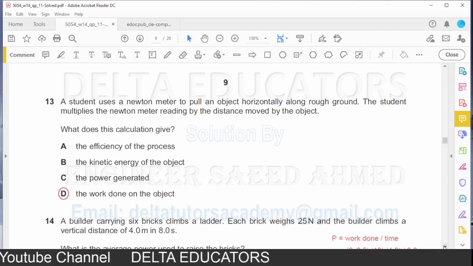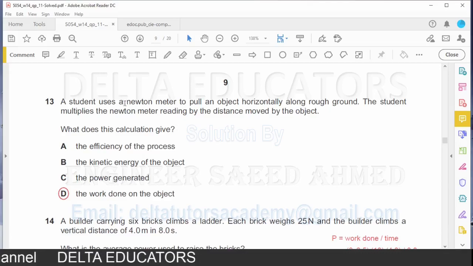Question number 13. A student uses a Newton meter to pull an object horizontally along rough ground. The student multiplies the Newton meter reading by the distance moved by the object. What does the calculation give?